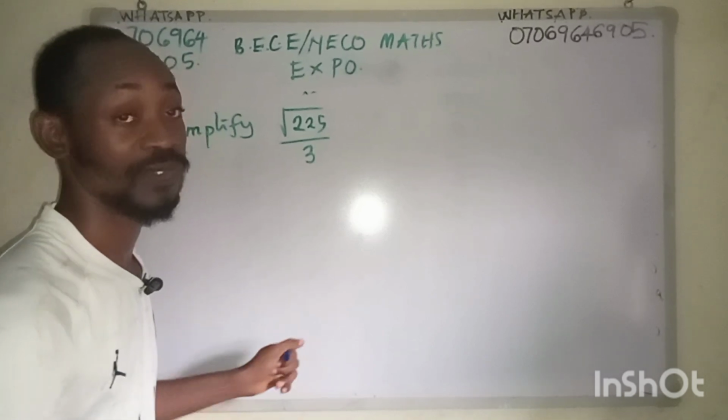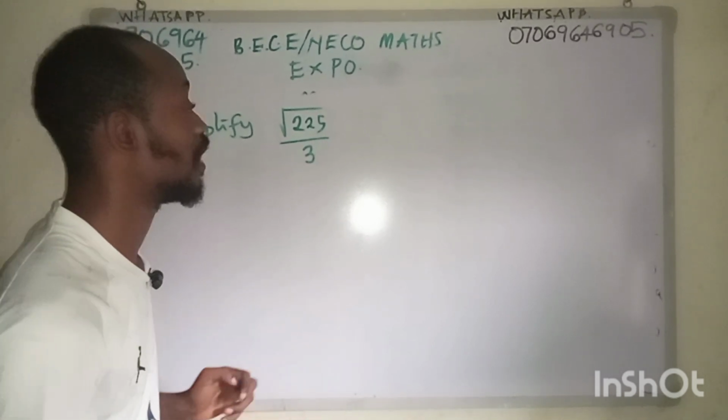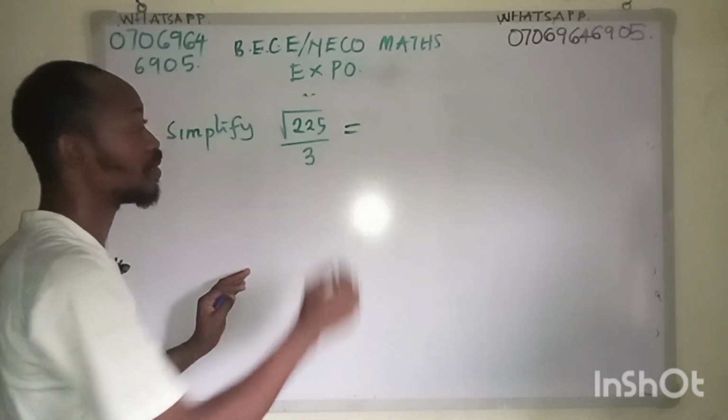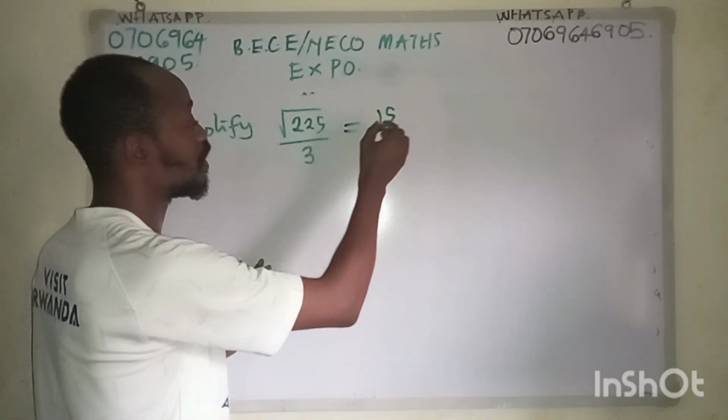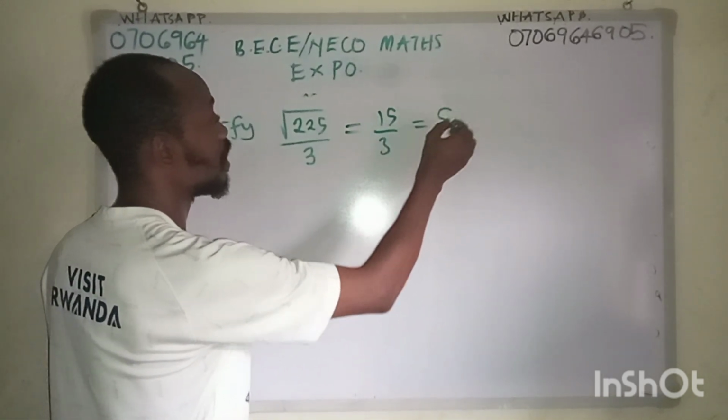That obviously is going to be 15. 15 times 15 is 225. So this can as well be written as what? That's going to be 15, the square root of 225. That's going to be 15 all over 3. And the answer is what? 5.